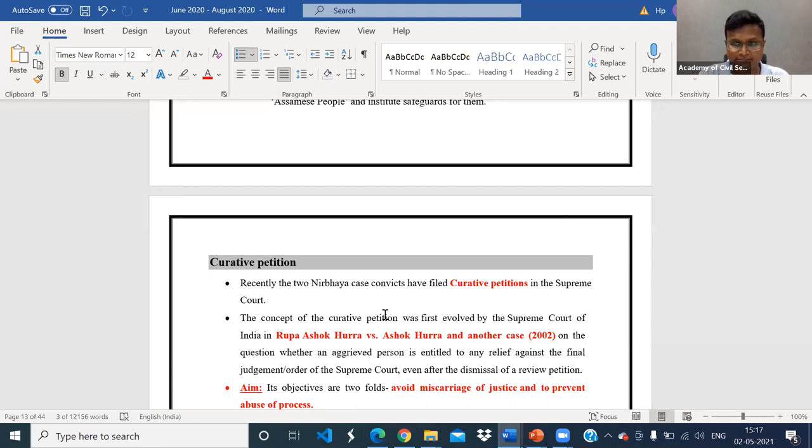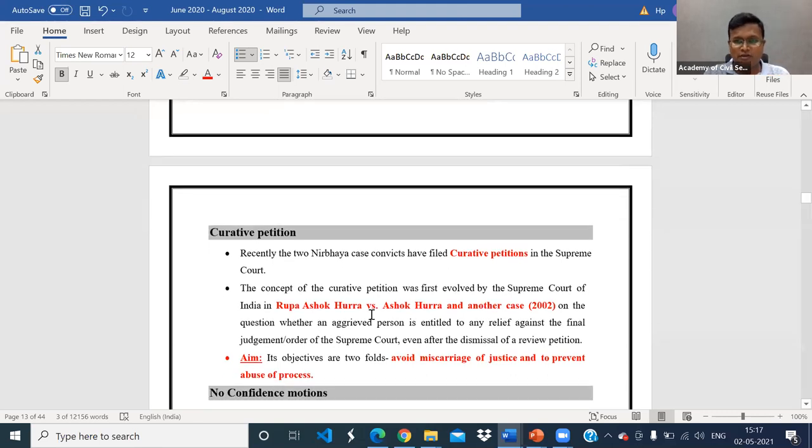Two, the Nirbhaya case convicts, who were given the death penalty. They submitted curative petitions multiple times before they were hanged. Yes, they asked the Supreme Court of India to re-look into the judgment. Two, three, one by one, everybody submitted the curative petition. That is why curative petition was also in the news.